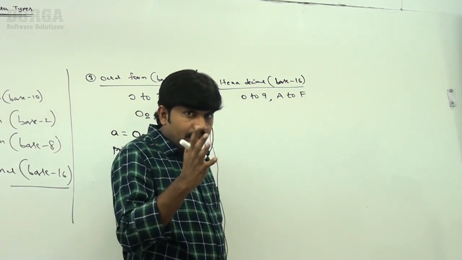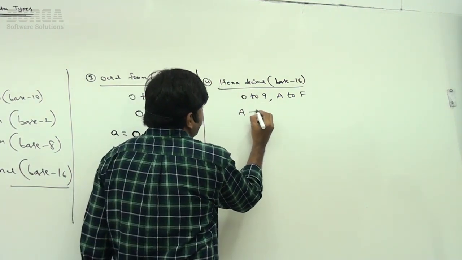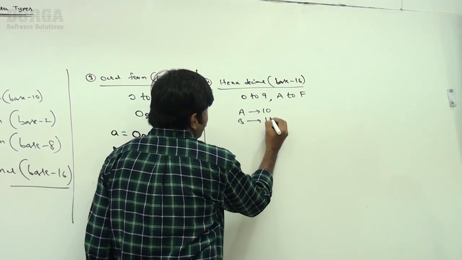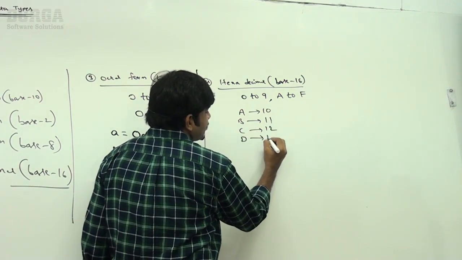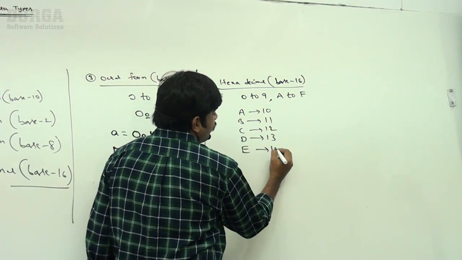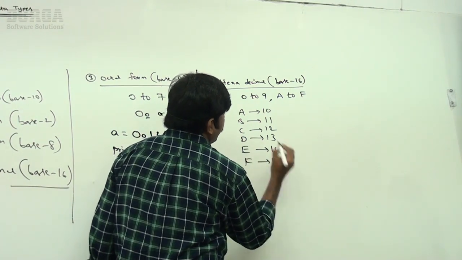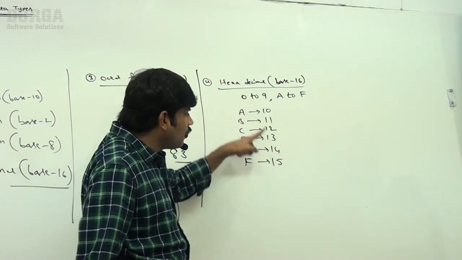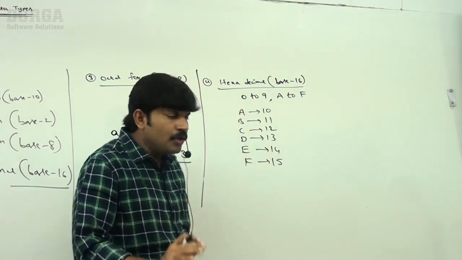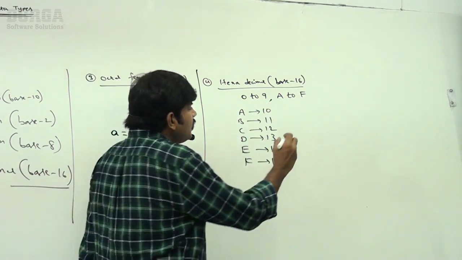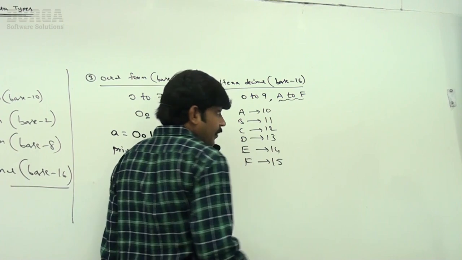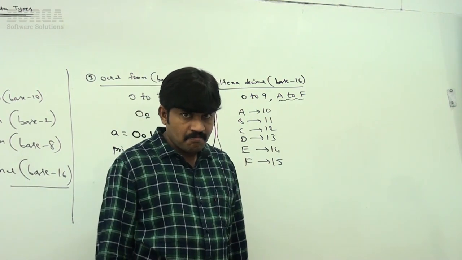A means 10, sir. B means 11, C means 12, D means 13, E means 14, F means 15. Okay? 10 to 15. So 0 to 15 are allowed, that is 0 to 9 and then A to F. First thing, sir, this A to F, is it lowercase or uppercase?